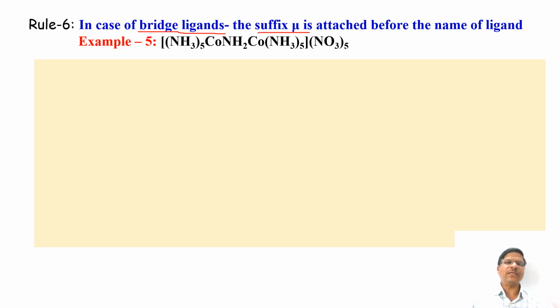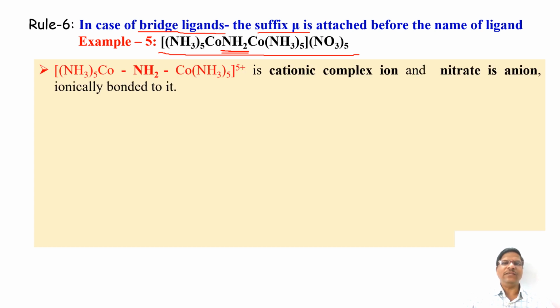This is rule number 6. We have the example [(NH3)5Co-NH2-Co(NH3)5](NO3)5. If you see, NH2 is written between two cobalt metal ions. What it means is that NH2 is bonded to both of the cobalt ions. That is, NH2 is the bridge ligand.